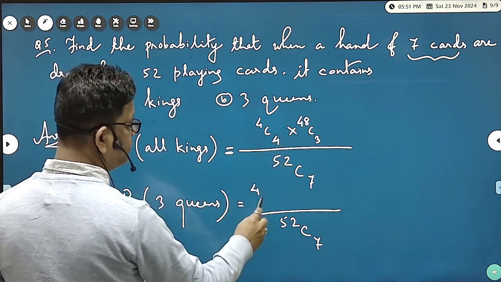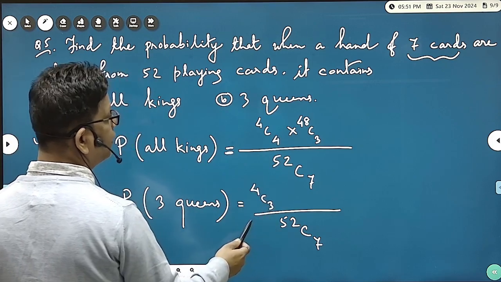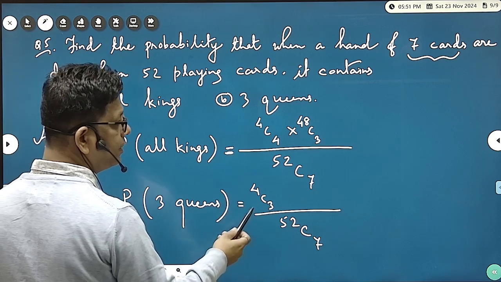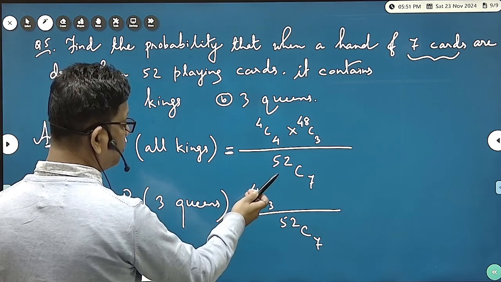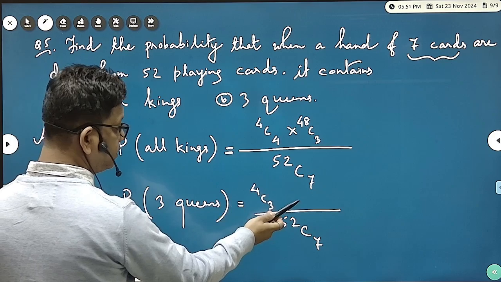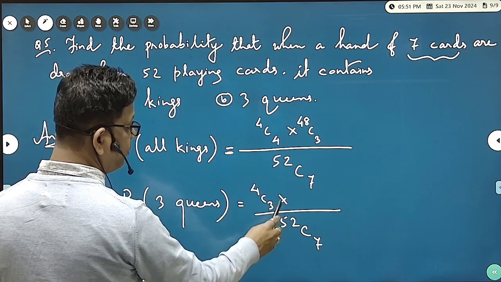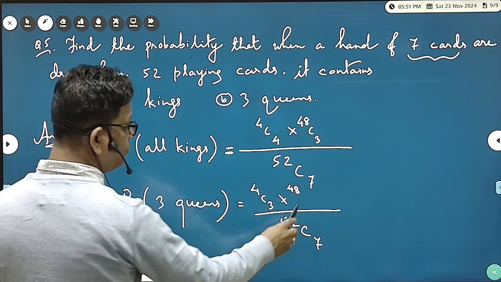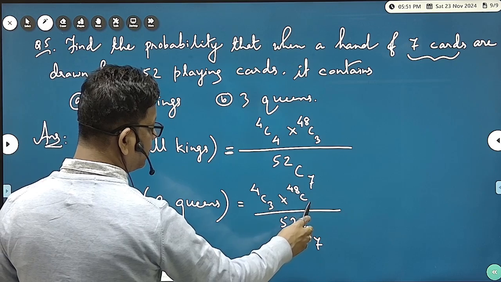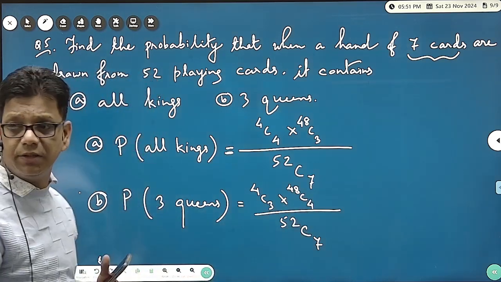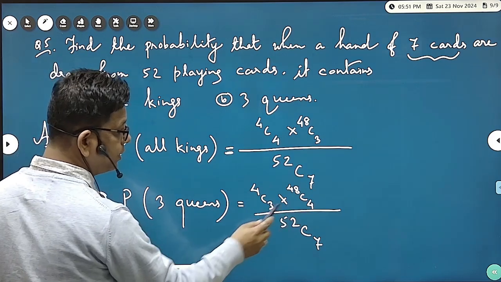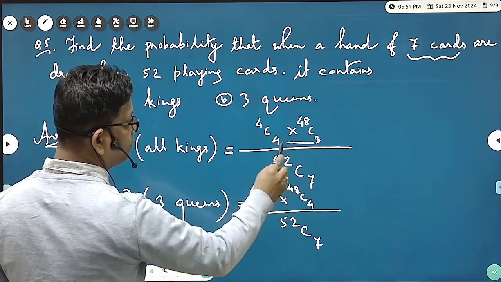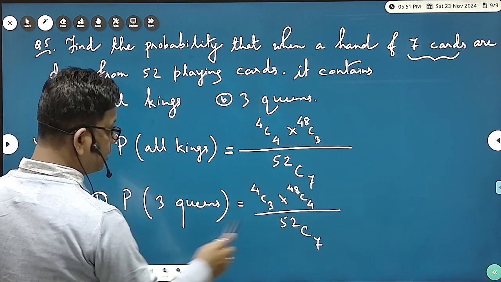Numerator: is it 4C3? Why? There are 4 queens. Out of 4 queens, 3 queens are taken. How many remaining cards? 48. From these 48, what to take? 4. Achha, why multiplication? Because this 4 is dependent on 3. It was 4, so 3. Because the total must be how much? 7. So that is a dependent situation.